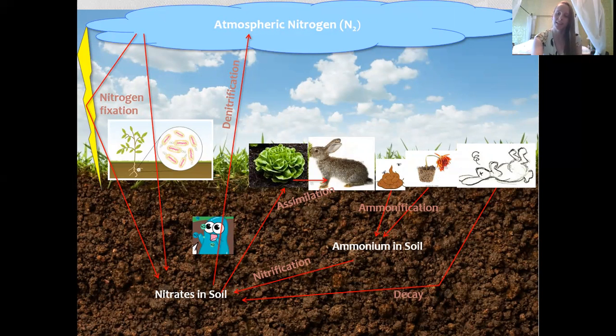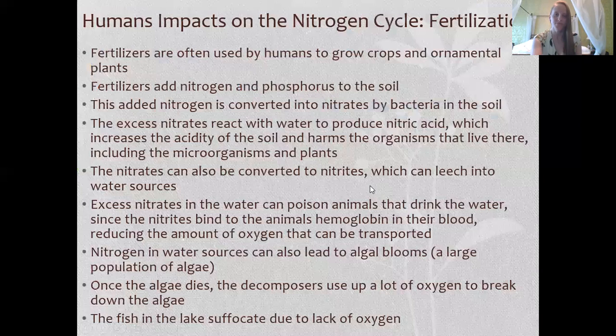They get converted directly into nitrates in the soil through the process of decay. Okay, so that is it for the actual processes of the nitrogen cycle. Next, we're going to look at some of the human impacts of the nitrogen cycle. The first is an impact by use of fertilization.